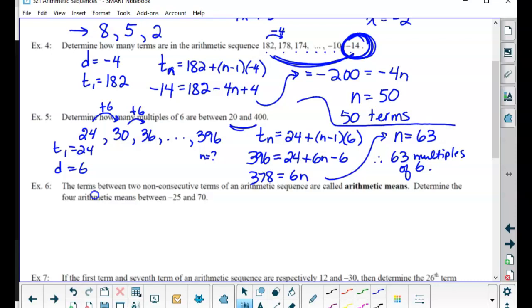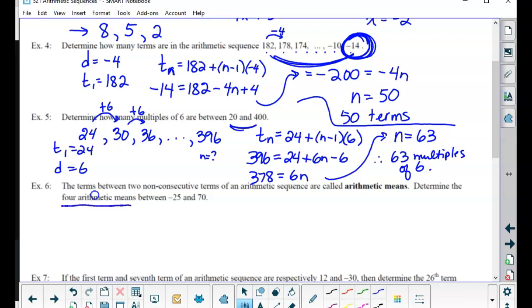Okay, a terminology that you may not have known is the terms between two non-consecutive terms of an arithmetic sequence are called arithmetic means. Determine the 4 arithmetic means. So normally the mean of a set of data, you add them up and divide by however many there are. So what is an arithmetic mean? It's the actual term value between two given ones.